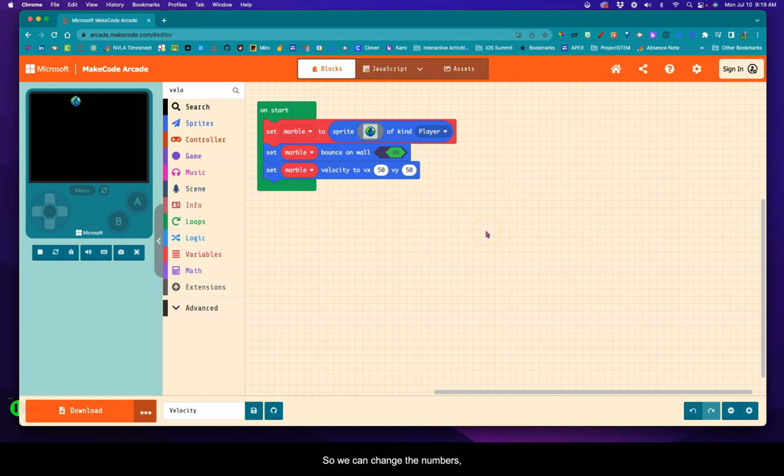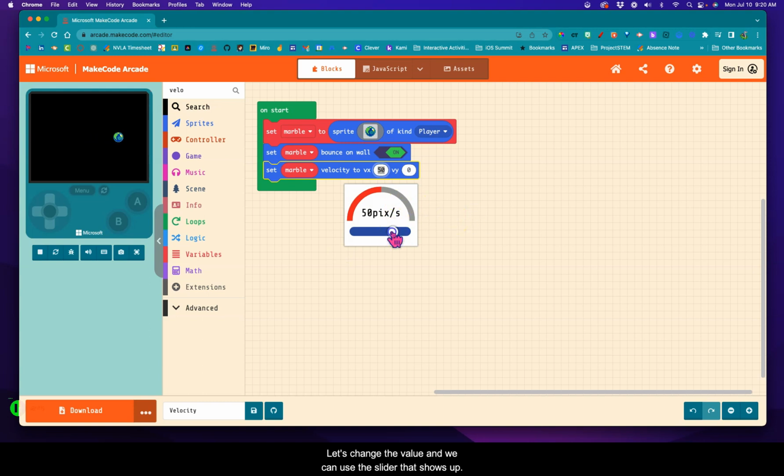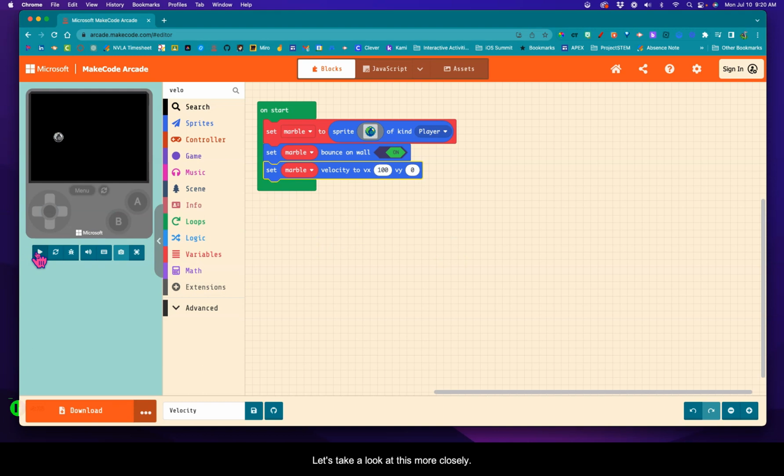So we can change the numbers, which is the speed, in the block to make the sprite move faster or slower. Positive numbers are going to make the sprite move in one direction, but negative numbers will make it move in the opposite direction. Let's test this. Again, let's just use our Vx value to start so it is a little easier to see. Let's change the value, and we can use the slider that shows up. So 100 is going to be the highest velocity. Go. Let's take a look at this more closely.